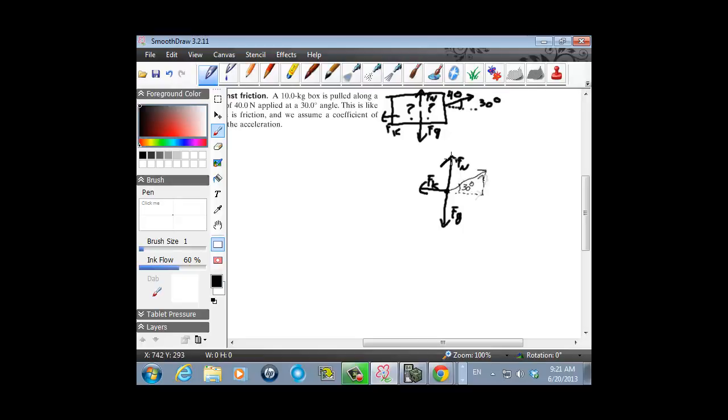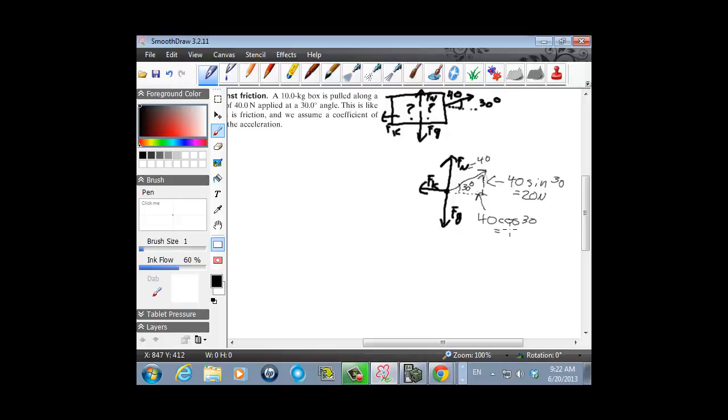Okay, we know that's 30 degrees. We know this side is 40. So what's this side right here? 40 sine 30, which just so nicely happens to be 20. This side, unfortunately, is not as nice. So 40 cosine 30 is 34.